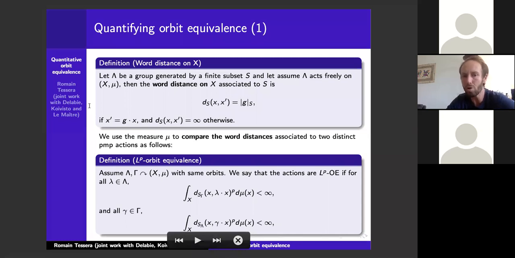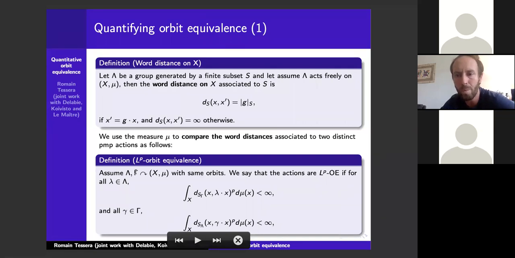Now it's interesting to see when you have two groups acting with the same orbits, which is what happens in orbit equivalence. When you have two groups that are orbit equivalent, then through the isomorphism between the measure spaces, you can assume that you have a single probability space with two actions, one of Λ and one of Γ, as in my definition here. And they have the same orbits.